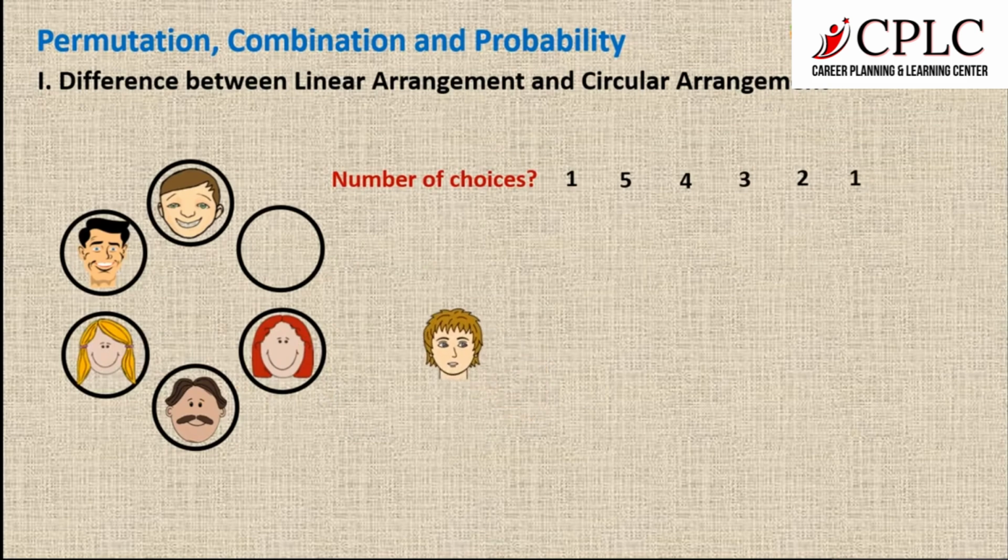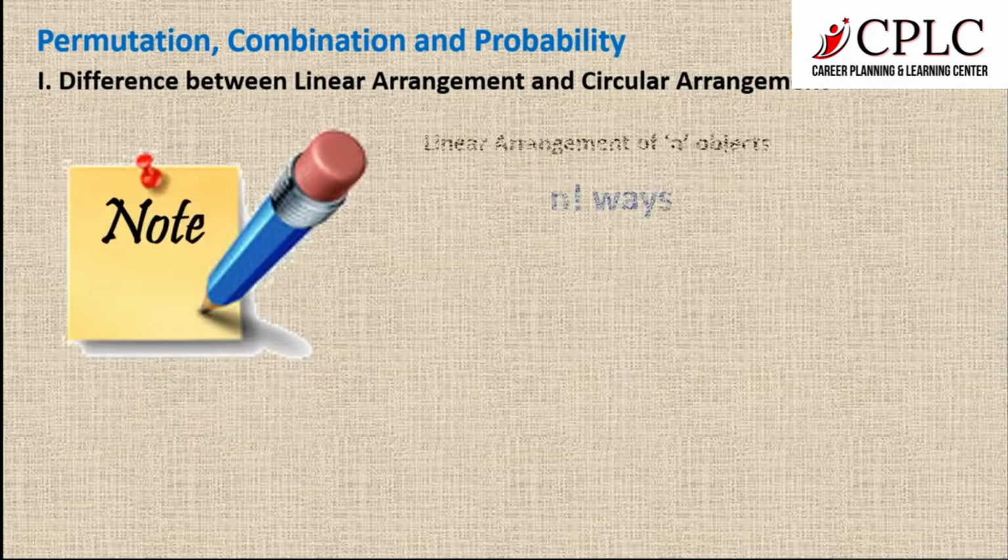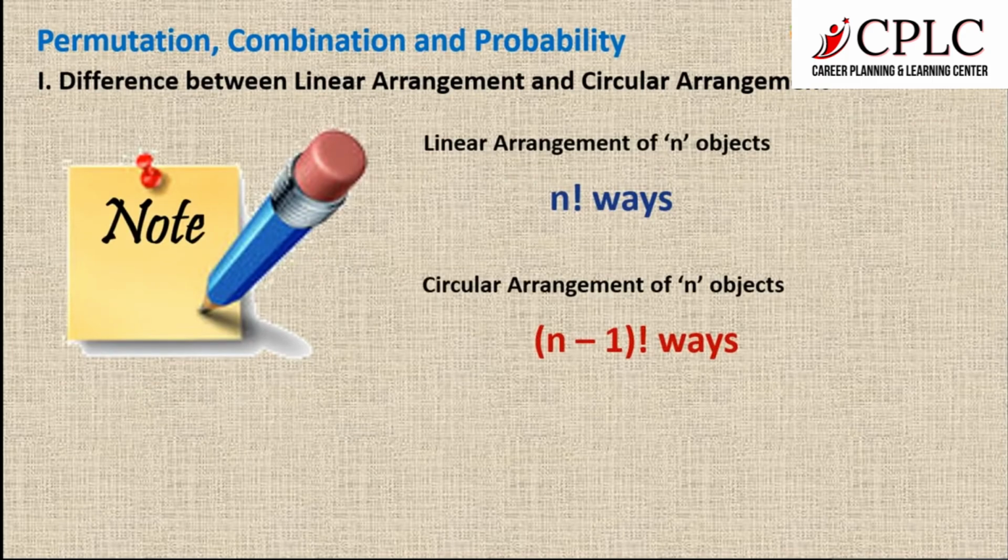So again, if I ask you in how many ways all these 6 people can be arranged in circular arrangement, you will realize the answer is 5 factorial. So to generalize this, in circular arrangements, n entities can arrange themselves in n minus 1 factorial ways. In linear arrangement, n entities can arrange in n factorial ways. In circular arrangements, n entities can arrange themselves in n minus 1 factorial ways. Very, very important, very, very critical.